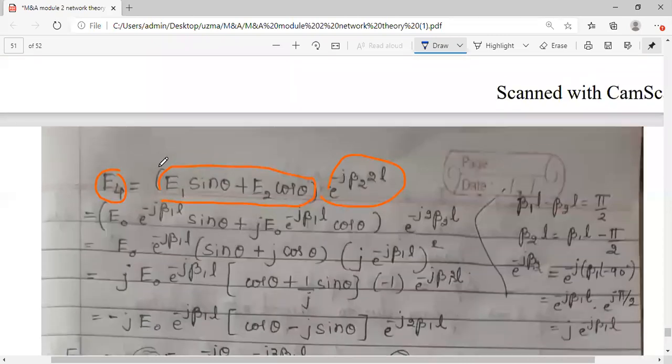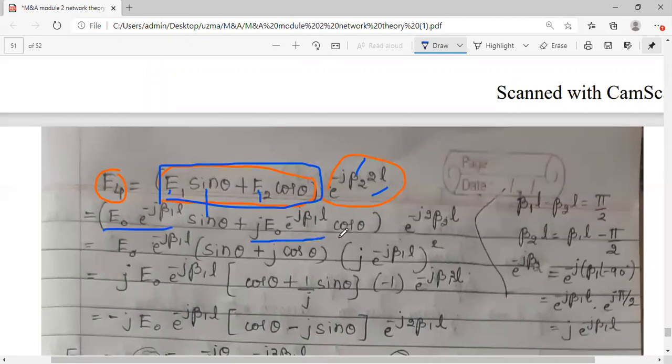And E4. So E4 also, as both are in the same direction, I have added them. So this is your amplitude. This is your phase. Earlier in E3 I had taken beta 1, here I have taken beta 2. Substitute for E1 and E2. This is your E1 sin theta as it is.